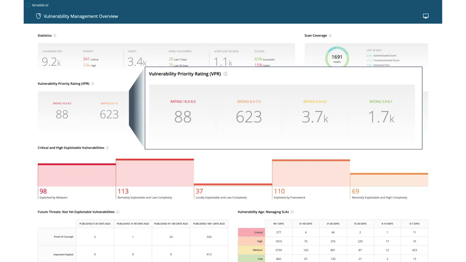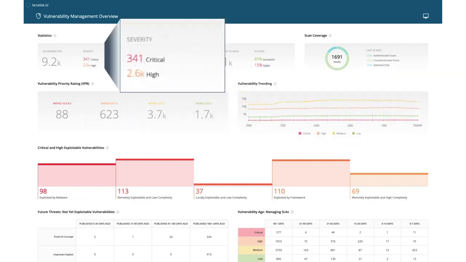Here we have 88 critical vulnerabilities that should be investigated immediately, and another 623 high-risk vulnerabilities to address next. Notice how the number of critical vulnerabilities differ between VPR and CVSS. Because CVSS calculates theoretical risk, the number of critical and high-risk vulnerabilities is dramatically higher.